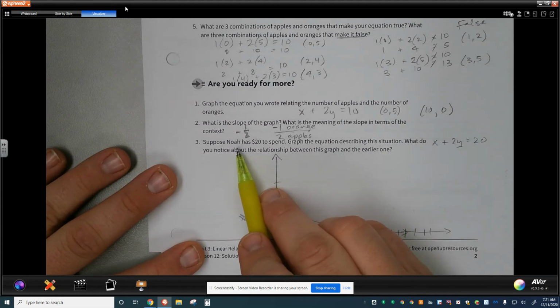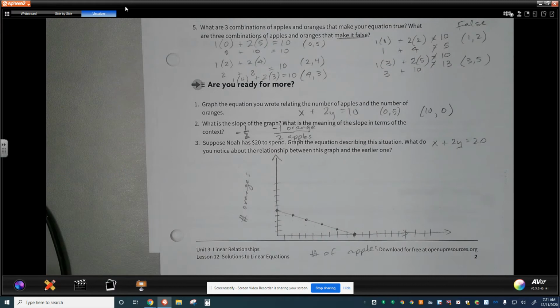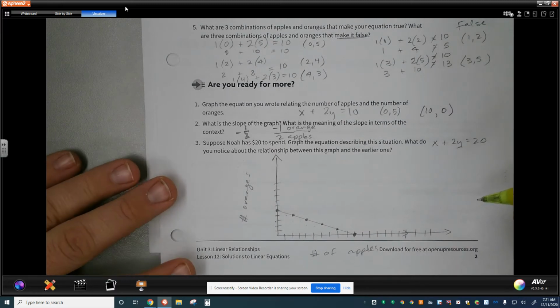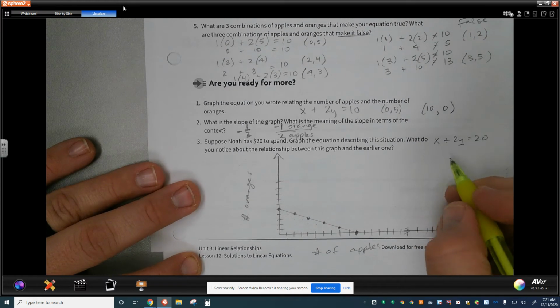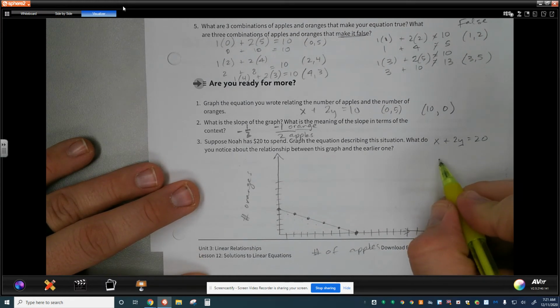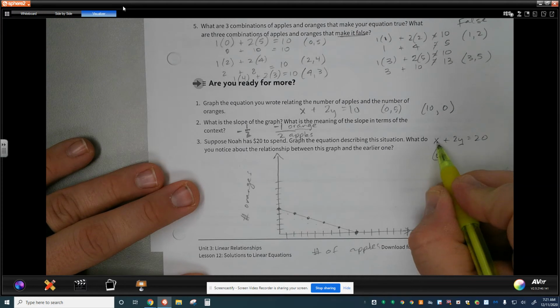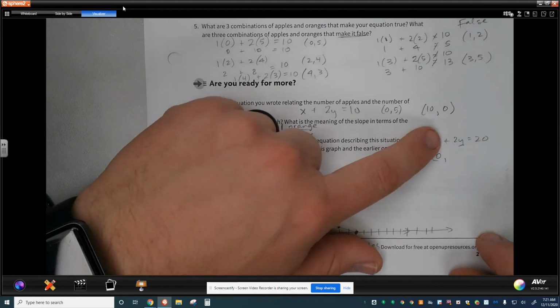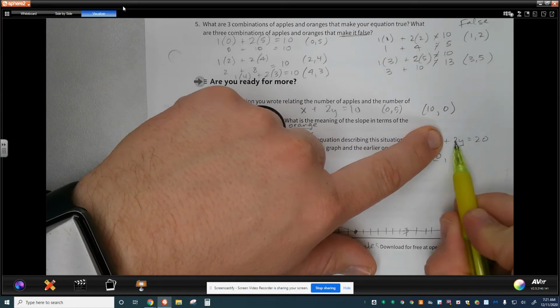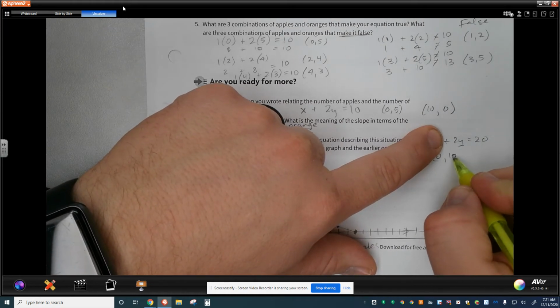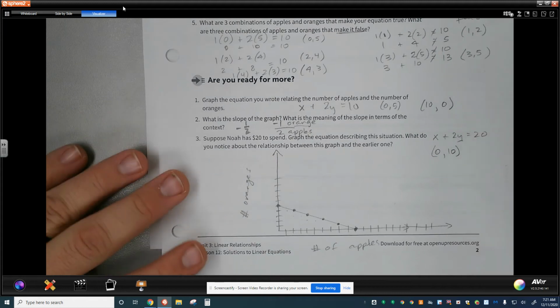So let's talk about Noah's situation when he has $20 to spend. Graph that equation to the situation. What do you notice about the relationship between this graph and the earlier one? Well, let's go back to our first thought here. What if I have 0 apples for x? How many oranges could I have? Well, I know that it's $2 per orange, and 20 divided by 2 would be 10. So I could have 10 oranges.